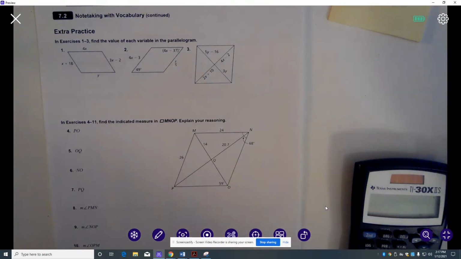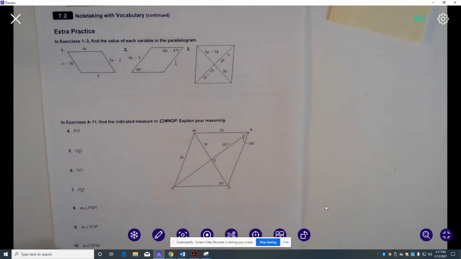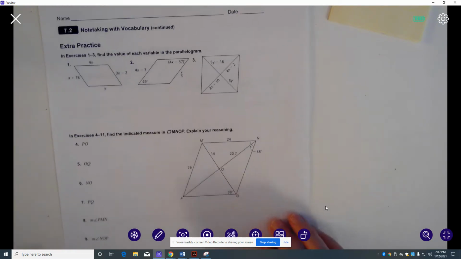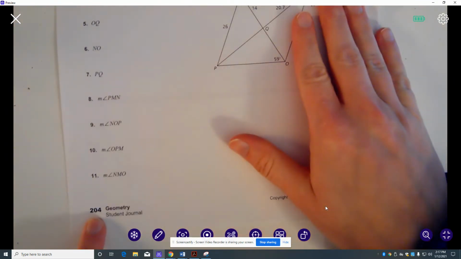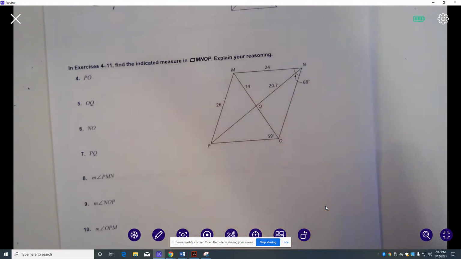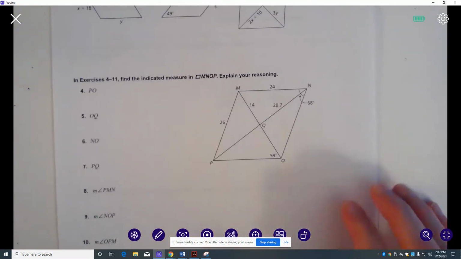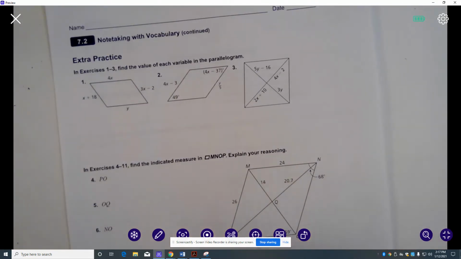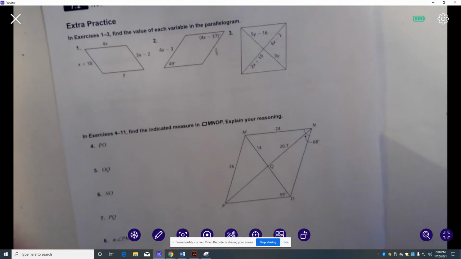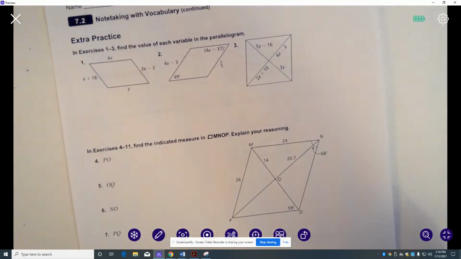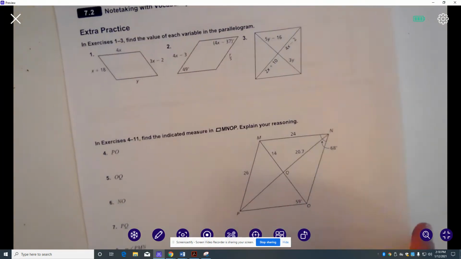In this video, we're going to cover extra practice 1 through 3 in lesson 7.2, and we are on page 204. So please turn there in your student journal with me. Now, in exercises 1 through 3, we need to use the properties of parallelograms. And so let's quickly review what those properties are.